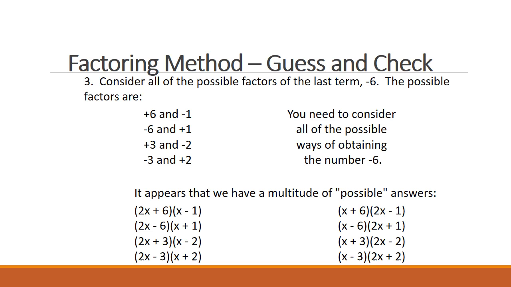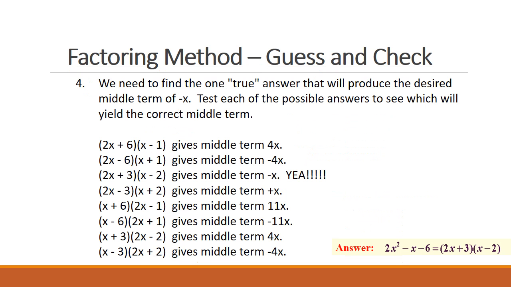Now we need to consider all the possible factors of the last term, which is negative 6. And there are 4 possible ways to get negative 6 by multiplication. We have them listed there. Notice we need to consider that either the first or the second factor could be negative. Now, when we put those together with the 2x and the x, we end up with 8 different possible ways of combining these numbers that will give us a starting term of 2x squared and a final term of negative 6. But only one of these will give us the magical middle term that we're looking for.